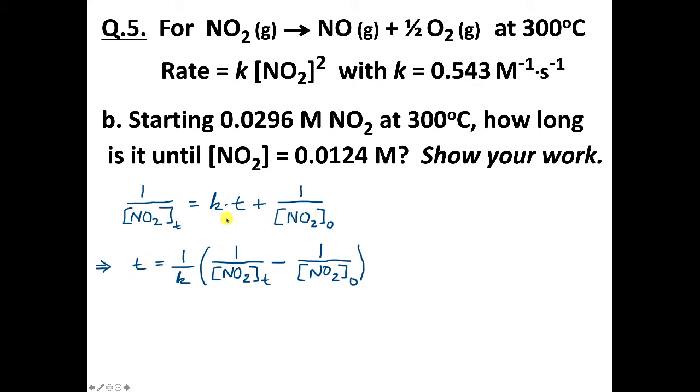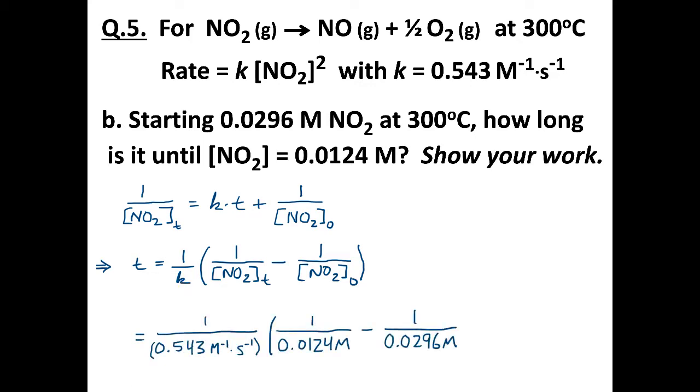t. So to get t by itself, first you subtract 1 over NO2 at time 0 from both sides. So subtract this from that: 1 over NO2 at time t minus 1 over NO2 at time initial, or time 0. That will then equal kt. And so then to solve for t, I divide both sides by k, which is the same as multiplying by 1 over k. Don't forget your parentheses around this whole grouping of 1 over NO2 at time t minus 1 over NO2 at time 0. And then that gets multiplied by 1 over k.